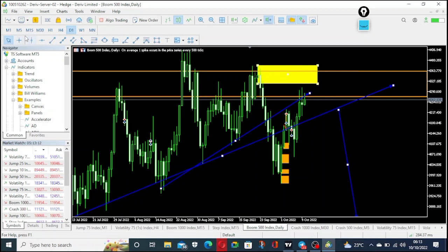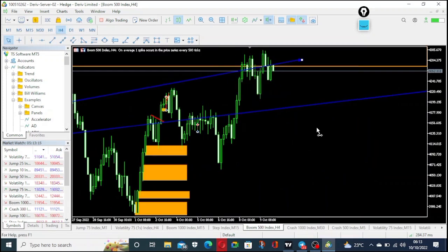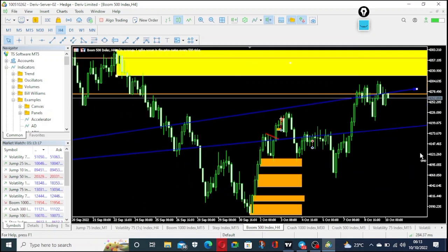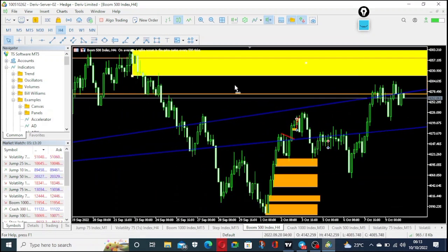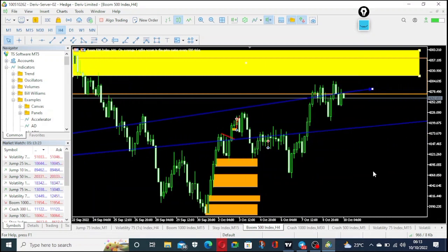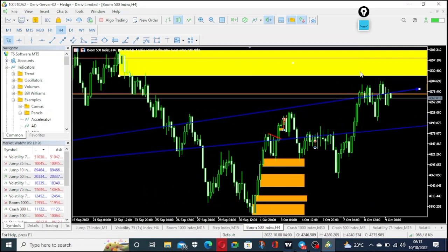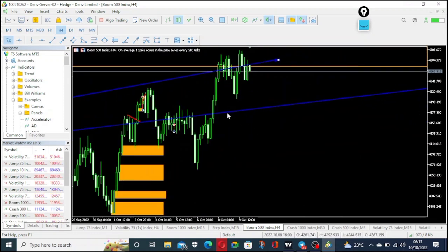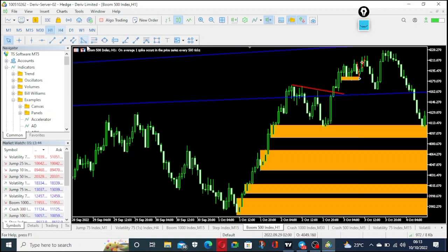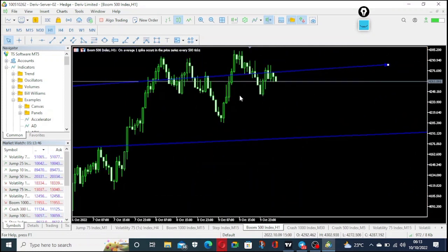So let's see our H4. We're expecting price to still get a push up to this point. This point has been tested already, and this imbalance has been filled already. This is a consolidation phase, and we just have to wait to see what happens. We have multiple tests of this level here.